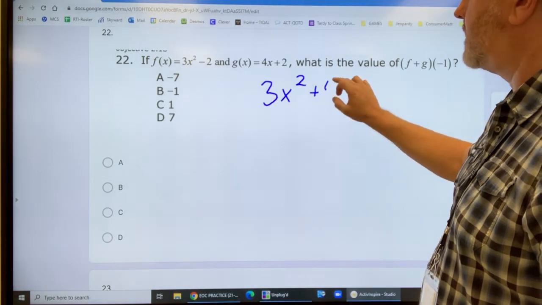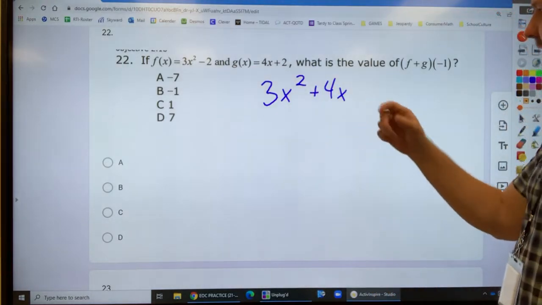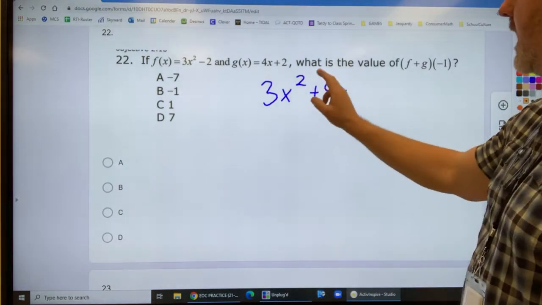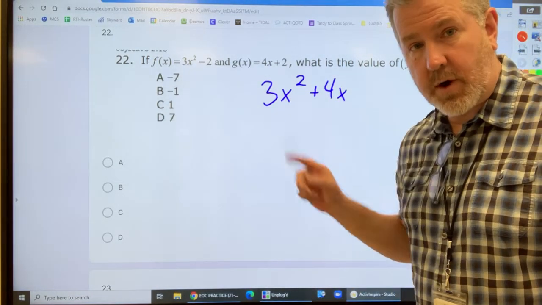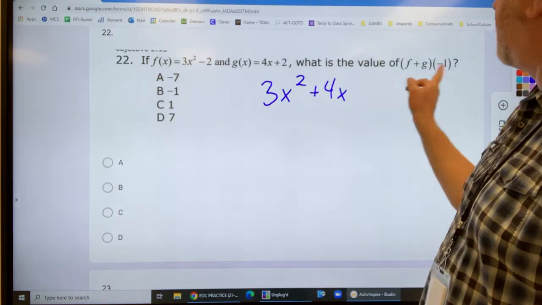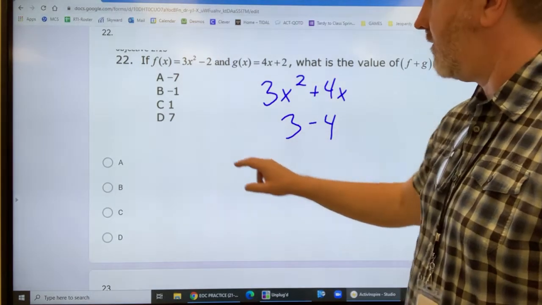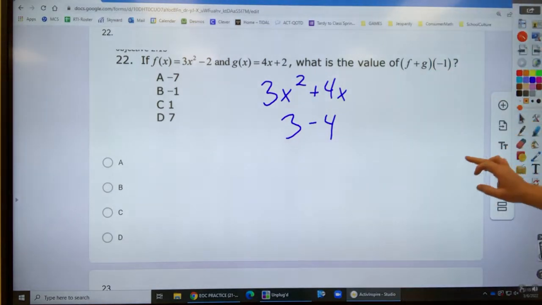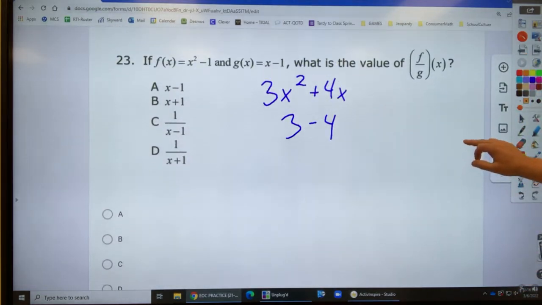Plus 4x plus 2 minus 2 cancels. That's our new function. I'm going to plug a -1 in. If you use your calculator, be sure and put the -1 in parentheses. When you square a negative number, it has to be in parentheses. All right? So that's going to give us 1. It's going to end up being 3 minus 4, or -1. B should be our answer. There it is.